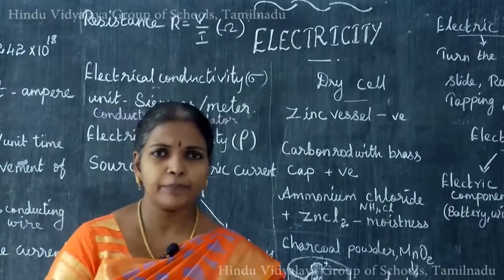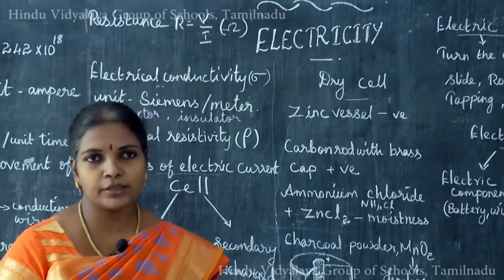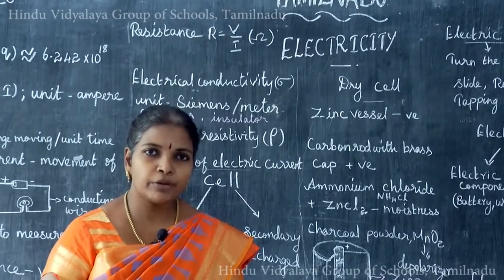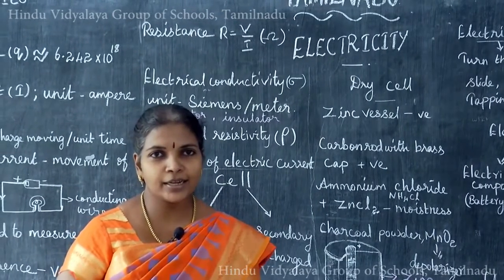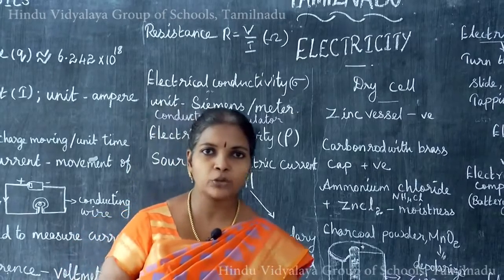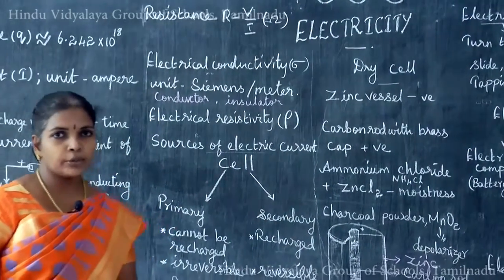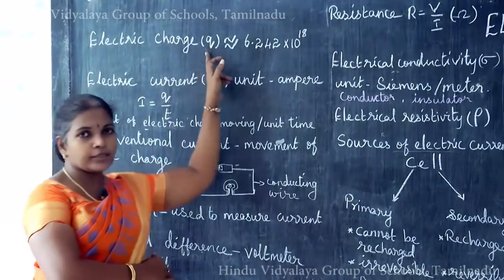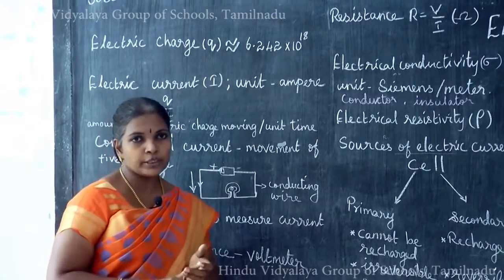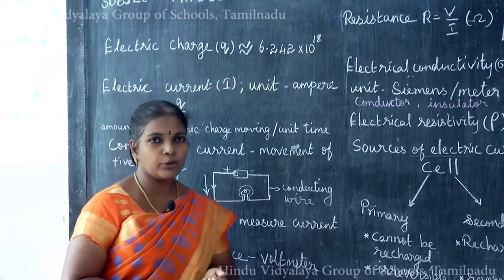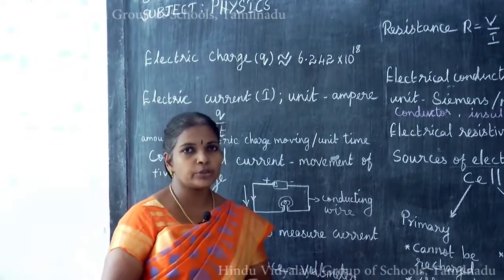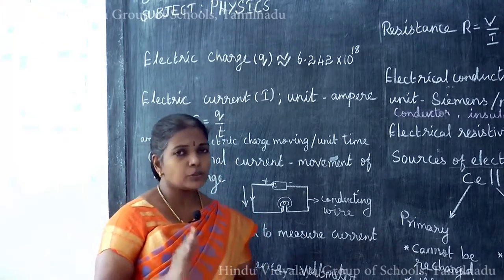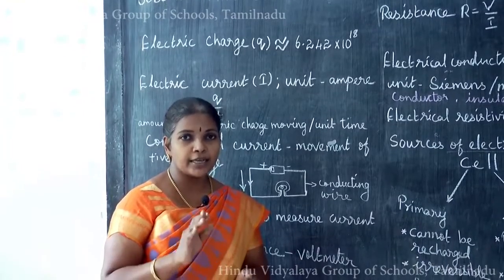So, what is electricity? Electricity is a form of energy due to flow of electric charge. Do you know what is the symbol for electric charge? The symbol for electric charge is small letter q, and its SI unit is coulomb. One coulomb of charge is approximately equal to 6.242 into 10 power 18 protons or electrons. Understand? Then this flow of charge is associated with electric current.